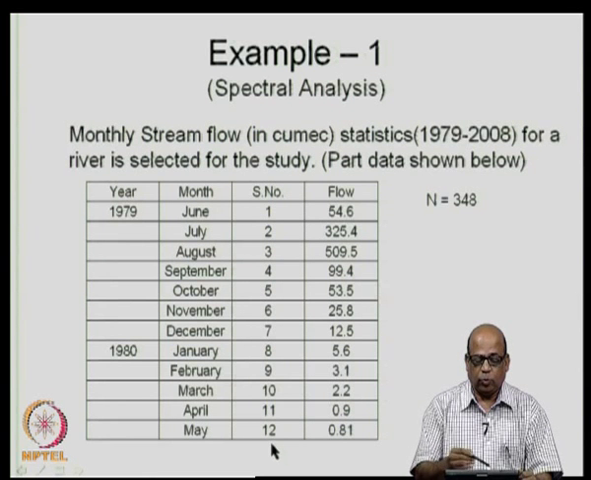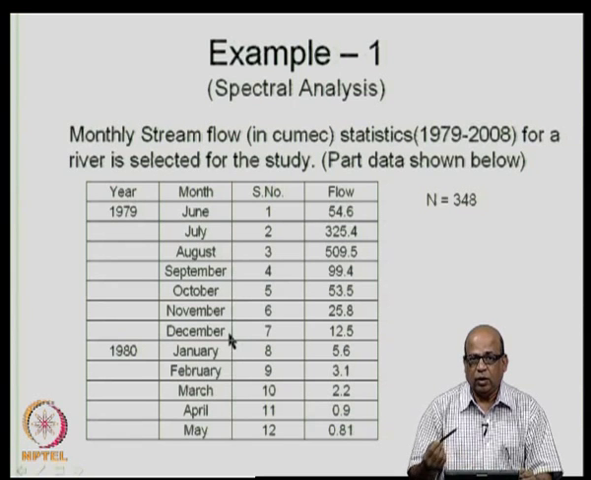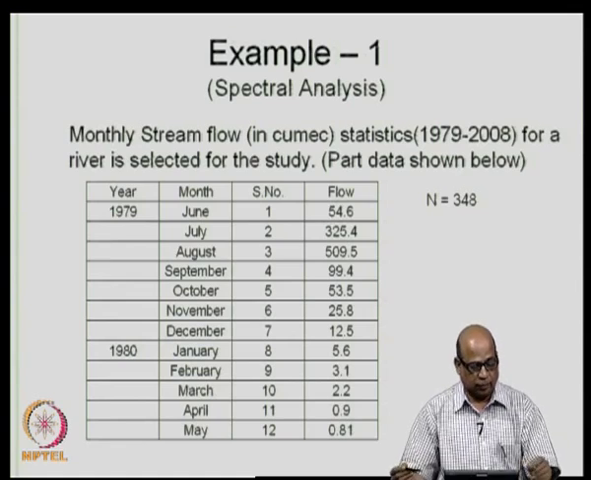13, for example, corresponds to the month June. Similarly, 25 corresponds to the month June, and so on. So, the time t here goes from 1 to 348, but there is also an associated month index, June, July, August, and so on, which is important when we go to standardization. We will revisit this again at that point.